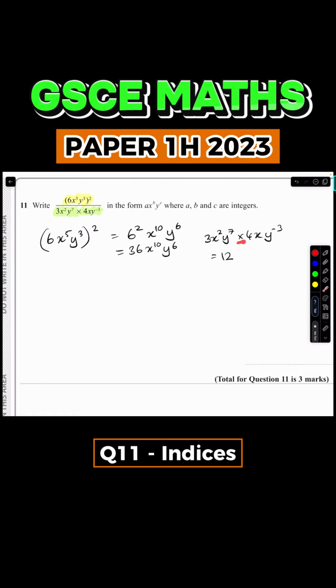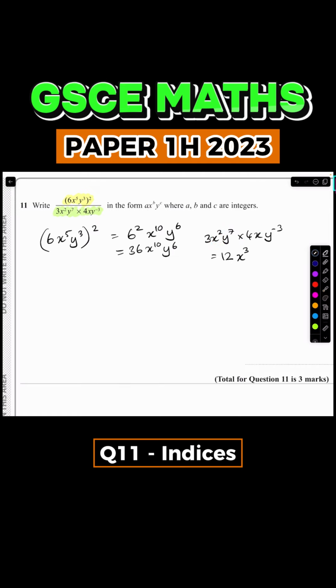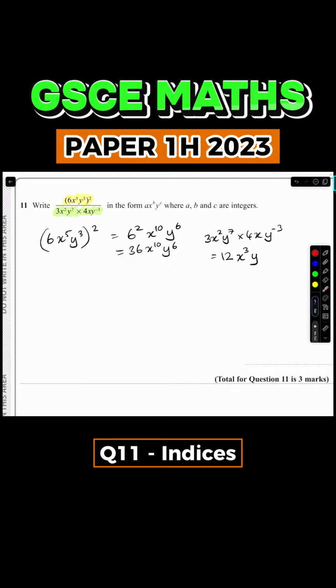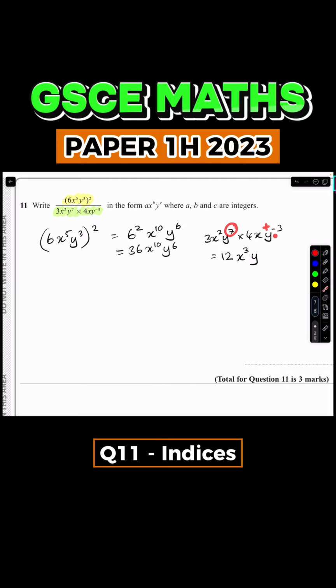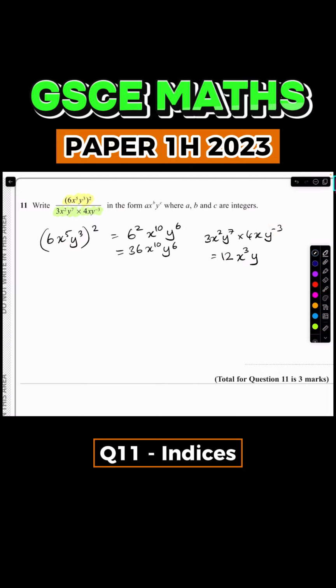So what do you do when you're multiplying? Well, you just add the powers. So 2 and the 1 will give us x to the power of 3. And same goes for the y. So that's y to the 7 plus minus 3. Now, when you do a plus minus 3, the minus is dominant. So it's 7 minus 3. 7 minus 3 is 4. So it's y to the power of 4.